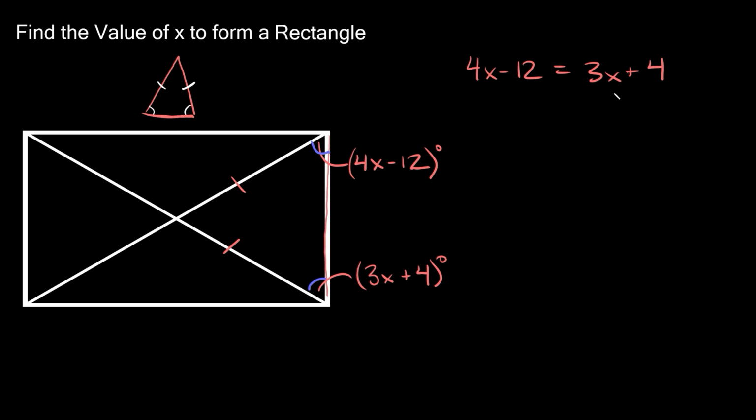So here we can get all the x's on one side. We can subtract 3x, and then get the numbers to the other side, so add 12, add 12. Then 4x minus 3x is equal to x, and that's equal to 4 plus 12, which is 16.